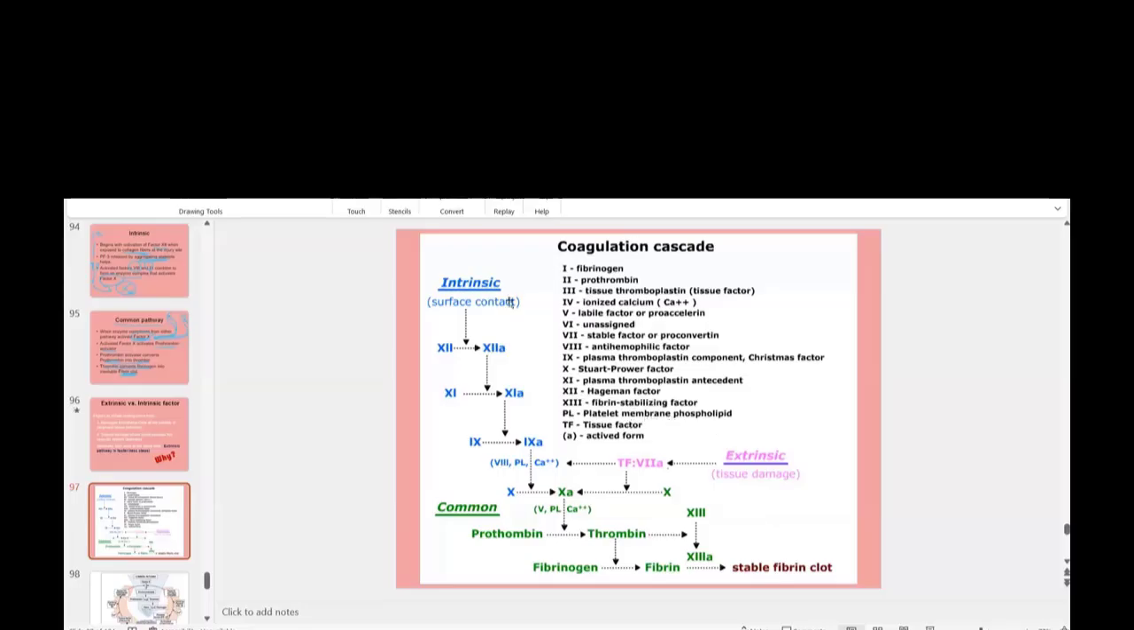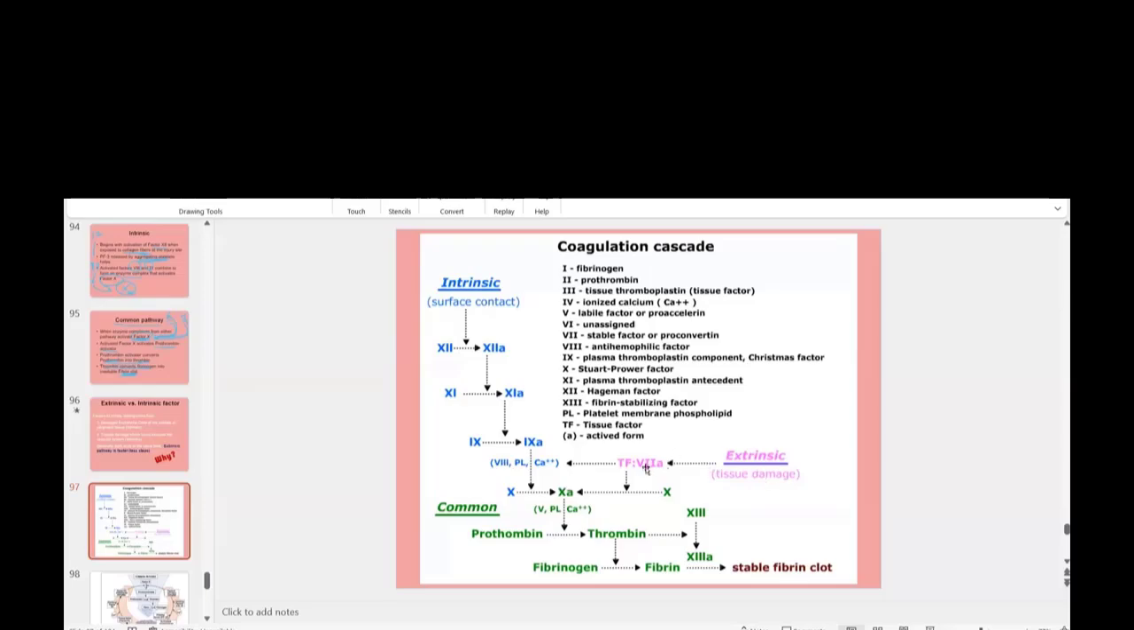Look at intrinsic, 12. First it comes in contact with the collagen fibers of the injured area. So 12 is converted into 12A, activated. 12A converts 11 into 11A. 11A will convert 9 into 9A. 9A, in association with 8, platelet factor and the calcium ions, will convert 10 into 10A. We stop here.